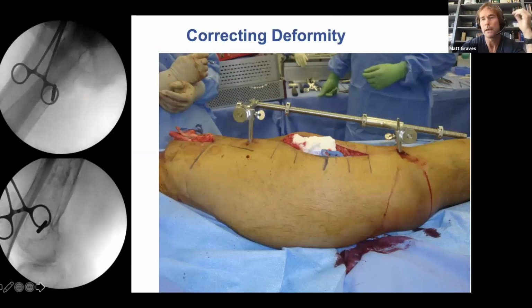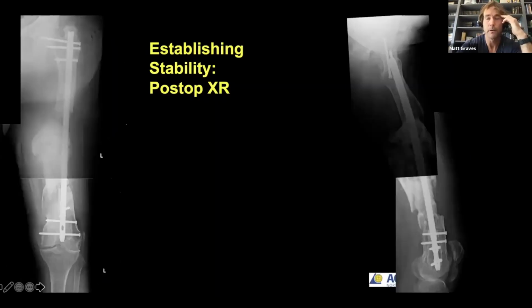And in this case, we used a universal distractor, which has been shown in multiple other talks. This allows for length correction, but makes rotational correction a little bit more complicated. That can be done after the intramedullary rod is in place, if you will, preferably before though. And then establishing stability postoperatively is best with interlocking screws and the understanding that there is a great deal of load placed on this device.